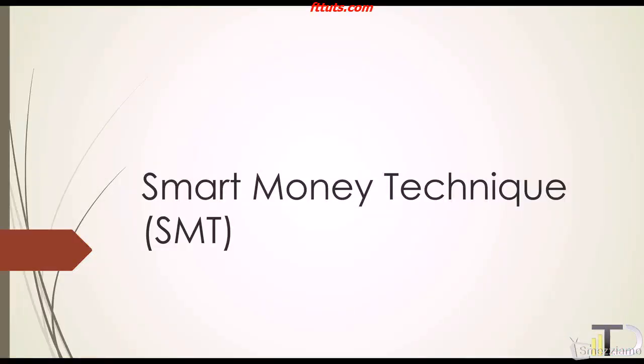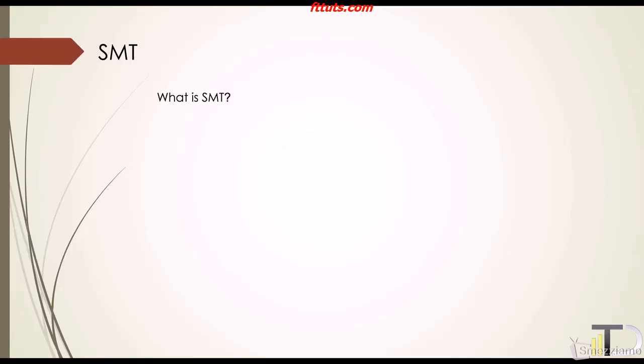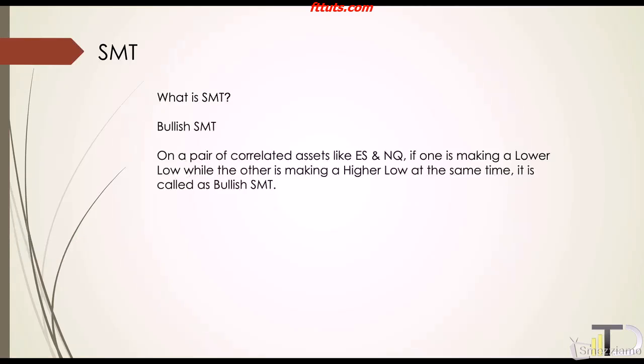Smart money technique, or SMT, is one of the strongest signatures for reversals when we are looking at a pair of correlated assets, for example, ES and NQ. So let's get into it. Now there are two kinds of SMT, bullish and bearish. First, let's talk about bullish.